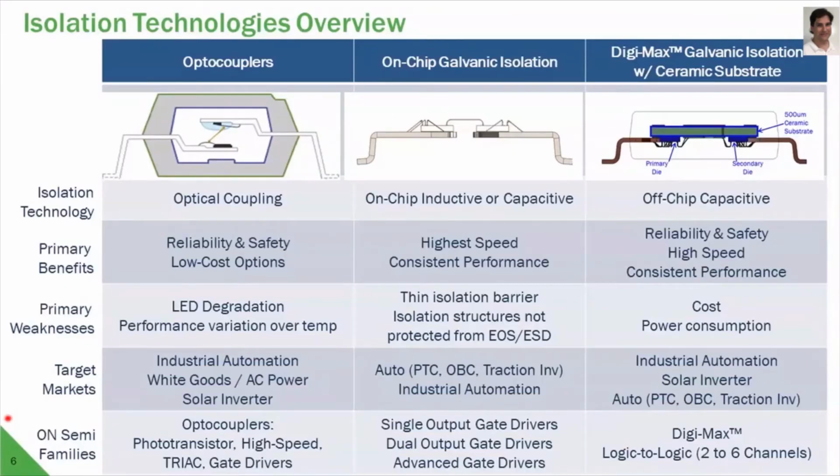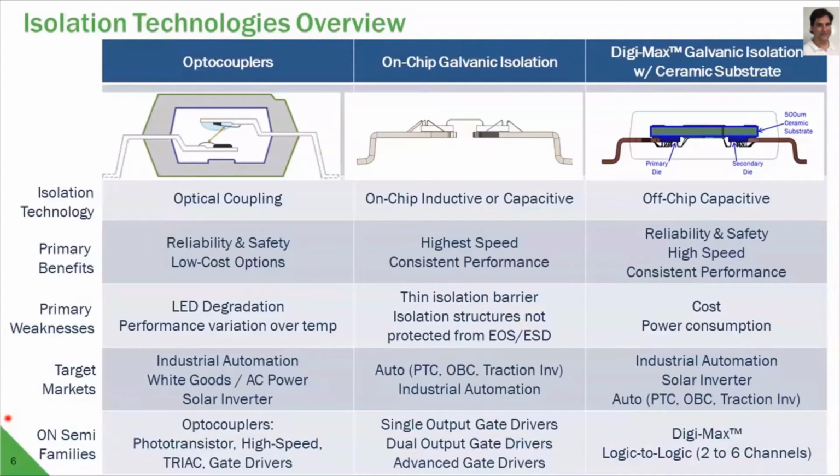Okay, thank you, Guy. As Guy mentioned, there are multiple technologies that can be used to implement galvanic isolation. The optocoupler is the tried and true technology that's been around for decades. This technology uses light to transmit information across the isolation barrier. The primary benefits are the safety reliability for high voltage applications and the options for low cost implementation for applications where you just need a single channel, simple isolator. The optocoupler can't be beat in terms of price.